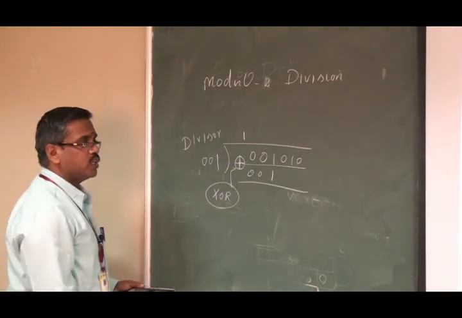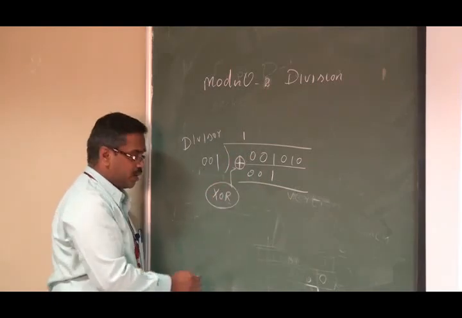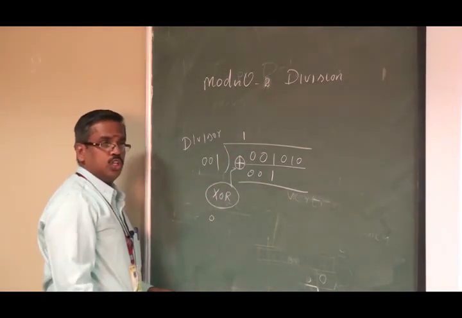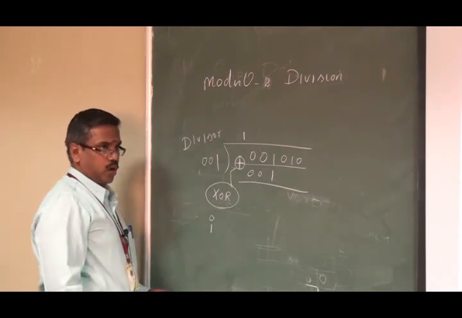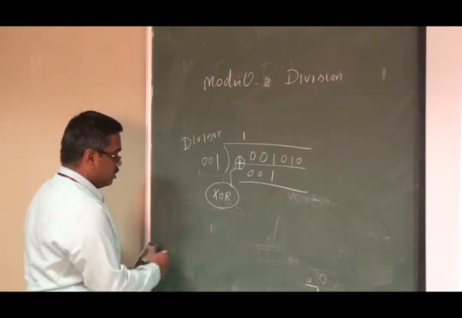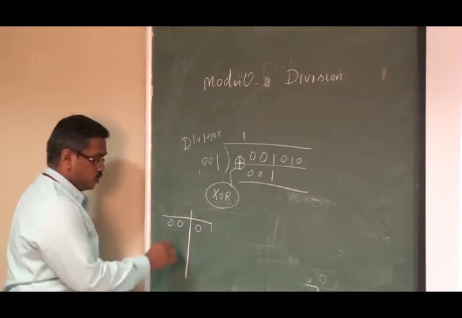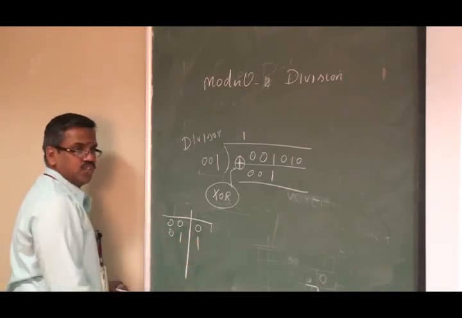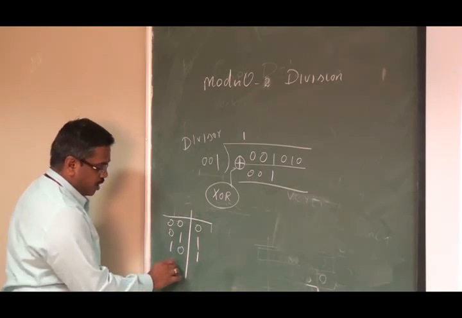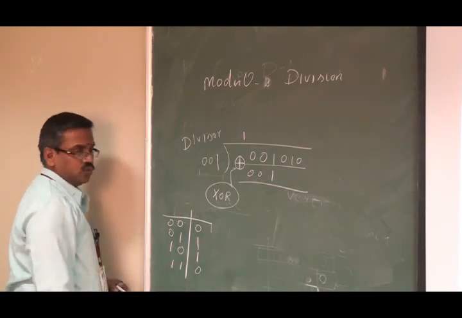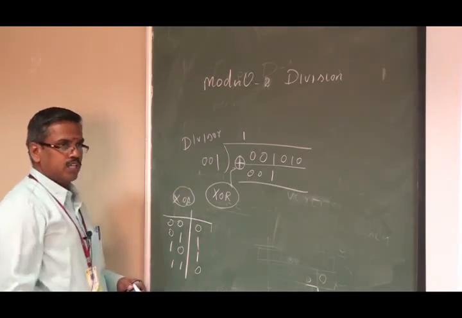So the XOR operation: if both bits are the same, it generates a 0. When we have different bits, it generates a 1. It means where we have 0 0, it generates 0. Where we have 0 1, it generates 1. Where we have 1 0, it generates 1. Where we have 1 1, it generates 0. So this is the XOR operation that you have studied in your digital principles paper.